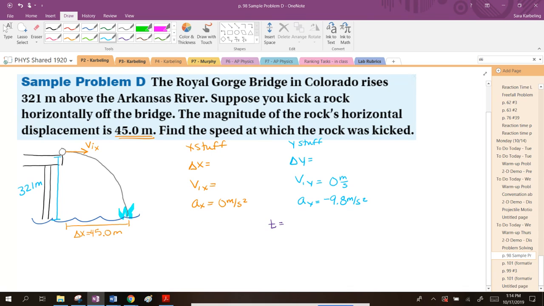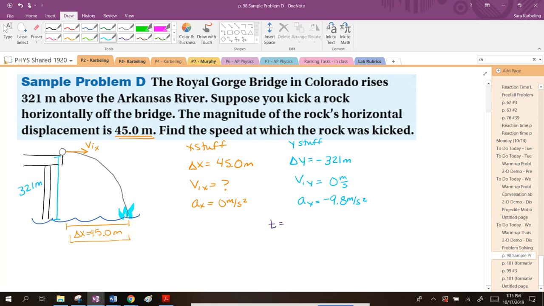In this case, it asks for the speed that the rock was kicked. So we actually don't know the initial velocity in the x direction. We do know the displacement, though. We know that the displacement in the x is 45 meters. That's where we saw it from the writing, and then we can also put it there. And the displacement in the y direction, we have that 321 meters written down on our diagram. We have to remember, though, that it's going down. Because it's going down, it's going to be negative.